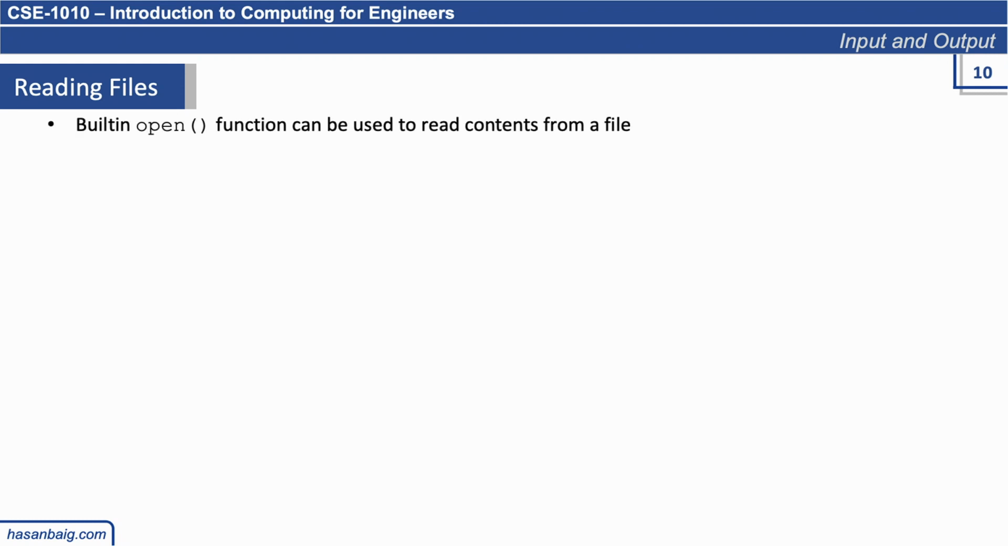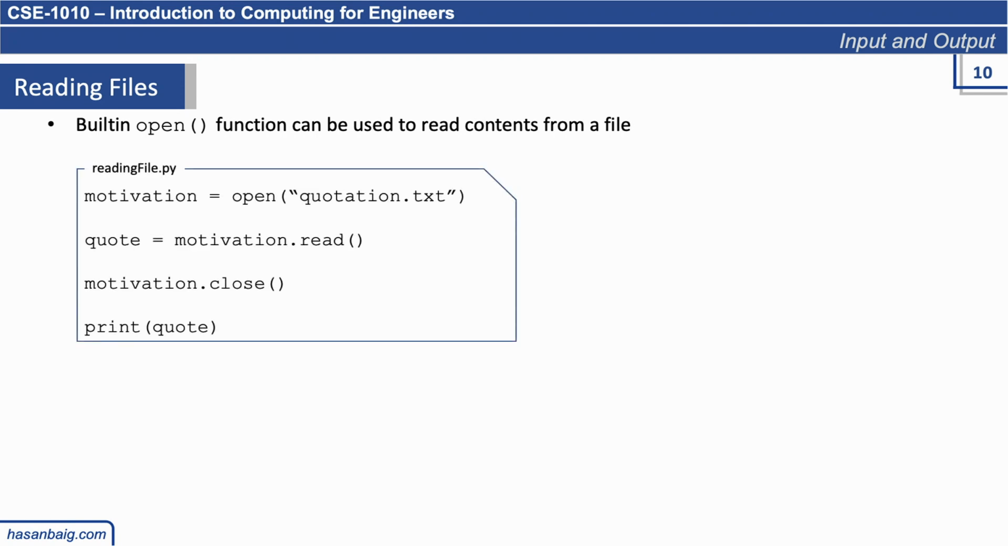The built-in open function can be used to read contents from a file. First we will go through the slides a little bit, and then you also have to do the same thing with me. Let's say we have a program called reading_file.py. What we are doing here is using the open function, which opens the file quotation.txt. This is the name of the file which we want to read. This file is assumed to be stored in the same directory where reading_file.py is placed.